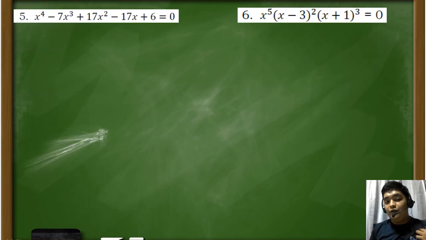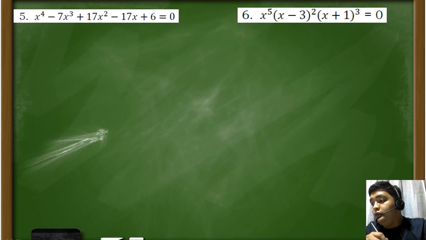Okay, for number 5, we have x to the power of 4 minus 7x cubed plus 17x squared minus 17x plus 6. So what will we do here? Okay, so first step: is the equation already in general form? Of course, it's already in general form. Then step 2, it has how many roots? Okay, very good. It has 4 roots because our degree is 4.